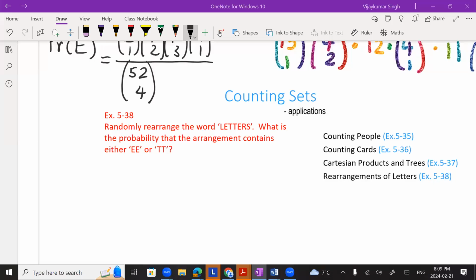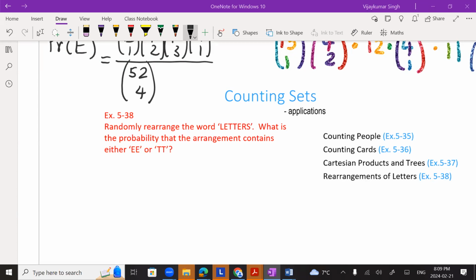All right, so let's start with the following problem. Again, randomly arrange the word letter. What is the probability that the arrangement contains EE or TT? So EE or TT. This is similar to the problem asked earlier, right? What are all the possibilities where you have the EE pattern or you have the TT pattern?